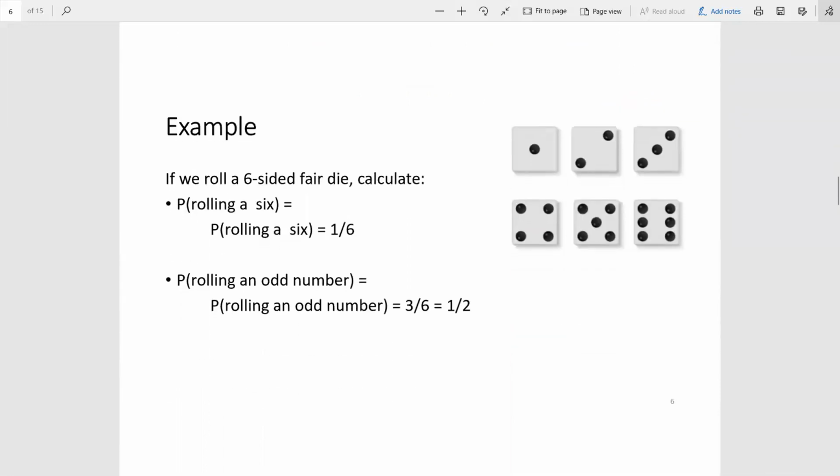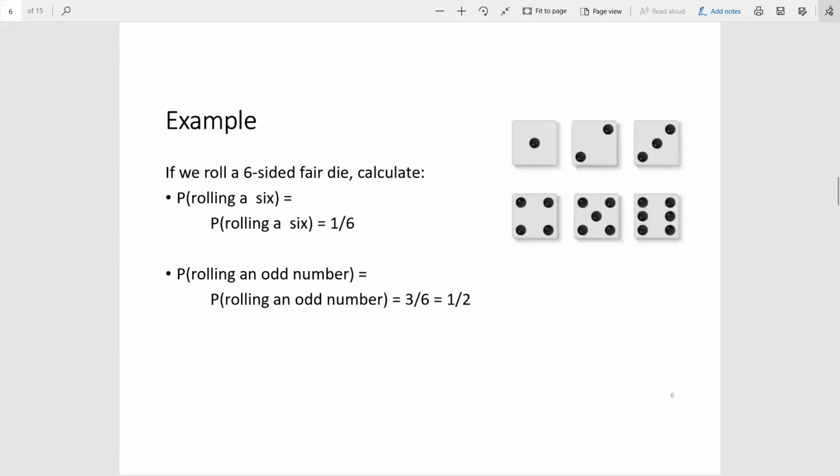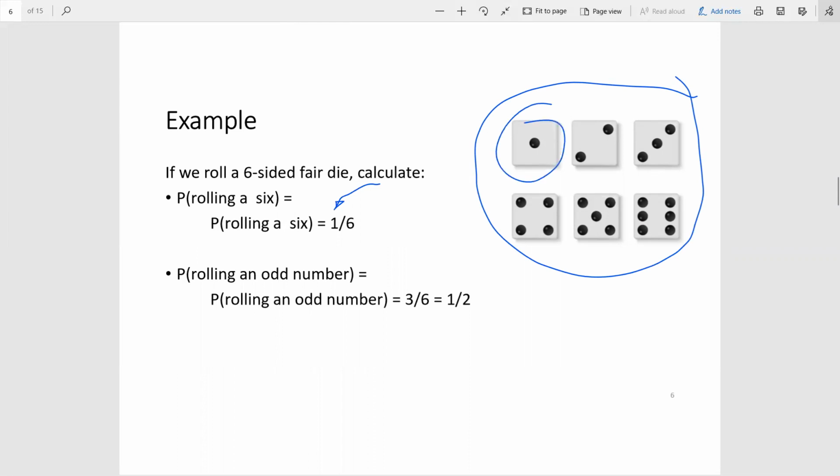Let's go back to our dice. If you roll a 6-sided fair die, calculate the probability of rolling a 6. Well, there are 6 possible outcomes, and the one that you want, rolling a 6, is just one. It would be this one, and the probability would be 1/6.